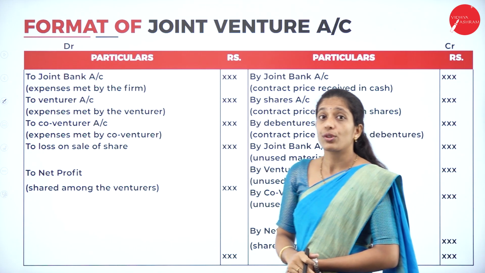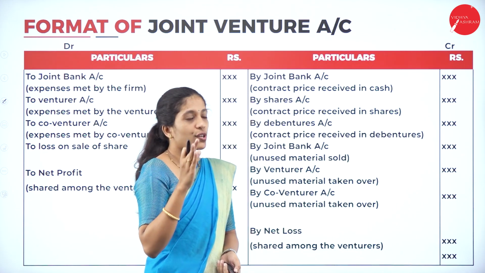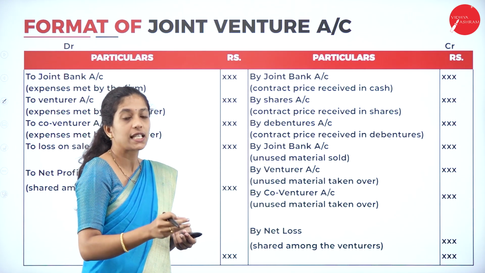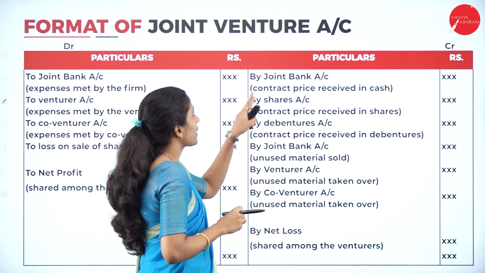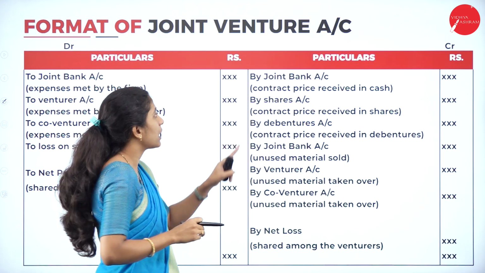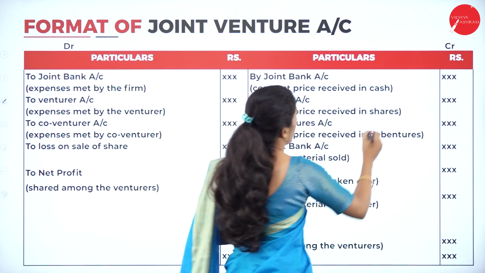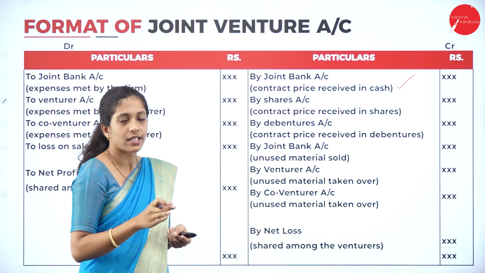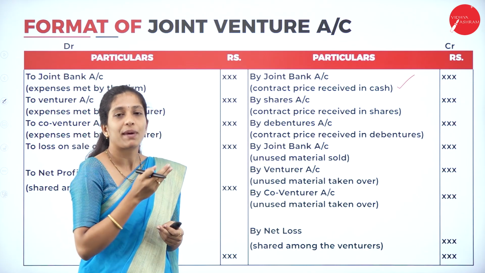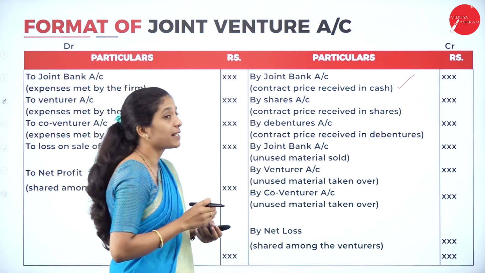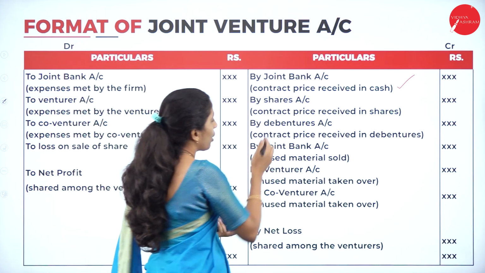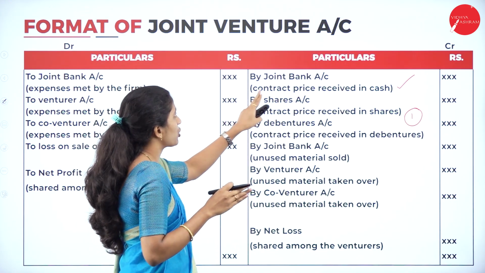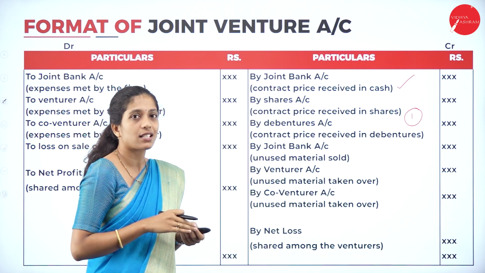Now what are you going to record in your joint venture account? First you will record the contract price received in the joint venture. So what is the entry? By joint bank account, contract price received in cash. First you will record all the contract price which has been received. It might be received in cash, or in shares, or in the form of debentures. So first you will record in which way they have received the contract price. If it is received in cash, by joint bank account, contract price received in cash.